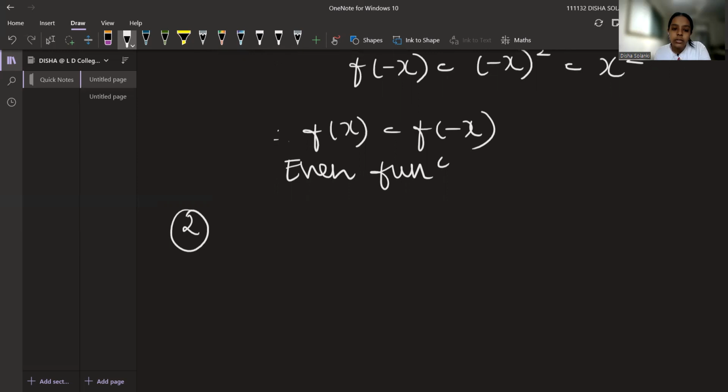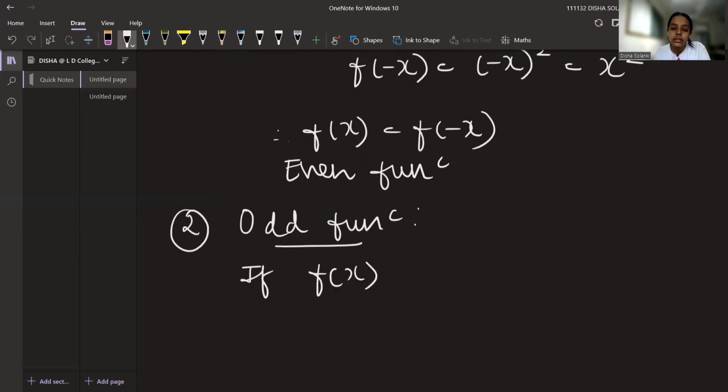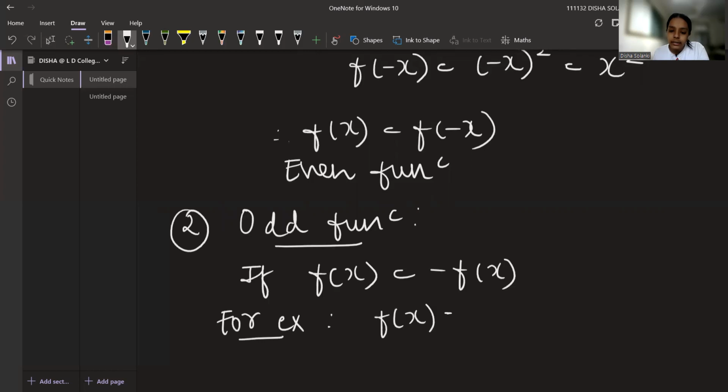Same goes for odd function, that is, if the given function f of x equals minus of f of x, then we can say that it is an odd function. For example, f of x equals sin x.